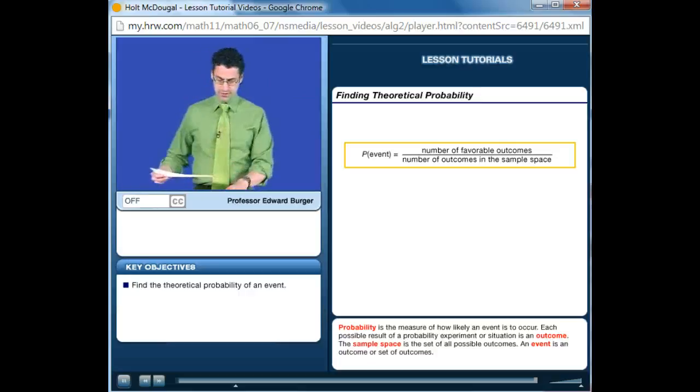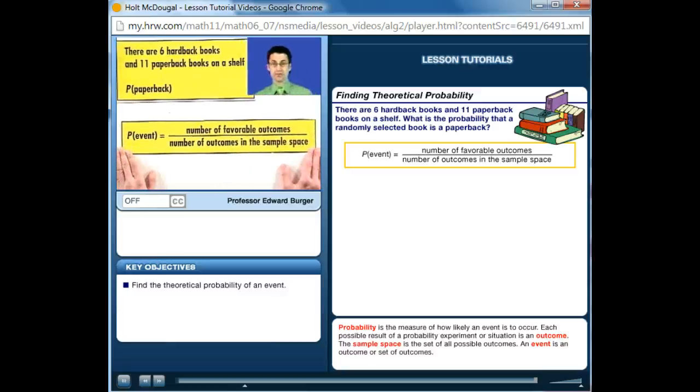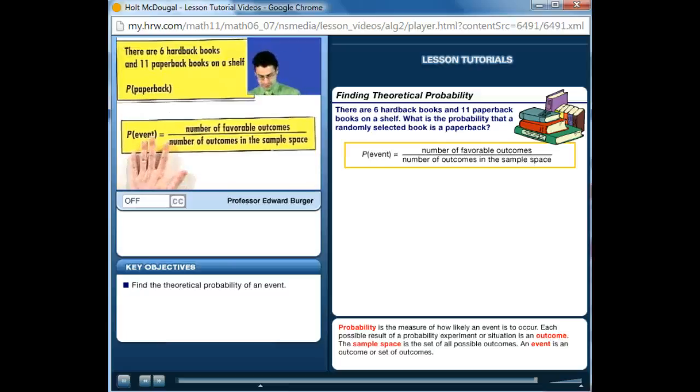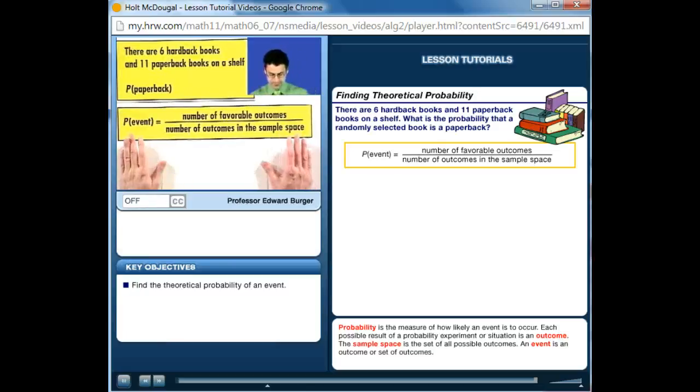So, in the first one, we're told that we have 6 hardback books and 11 paperback books on a shelf. We're just going to reach down and grab a book without looking, so we're not going to be looking at it, and they're all mixed up. So the question is, what is the probability that we randomly pick a paperback book without looking? Let's see how we can apply this formula to produce the probability.